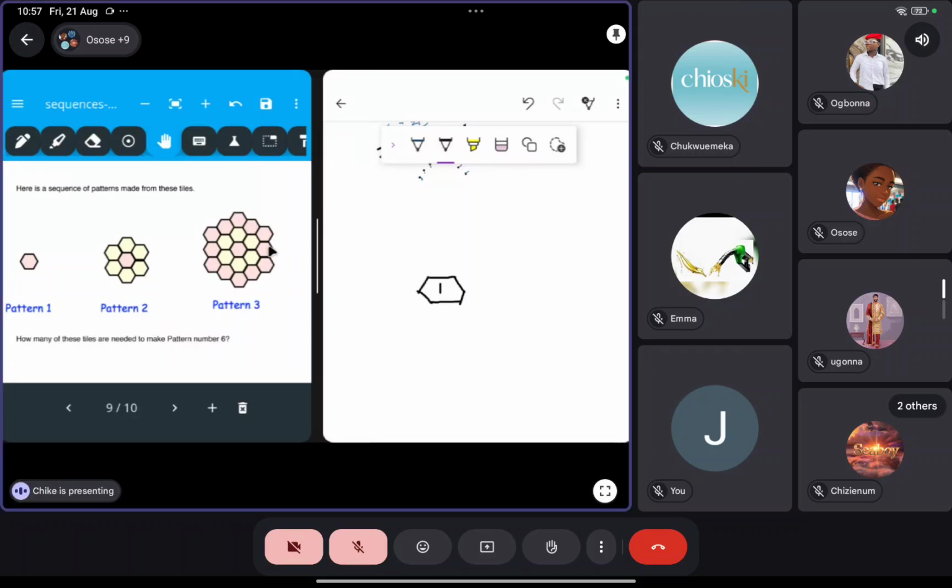Six. The next one is 12. How many patterns are here? 1, 2, 3, 4, 5. 1, 2, 3, 4, 5, 6, 7, 8, 9, 10, 11, 12.